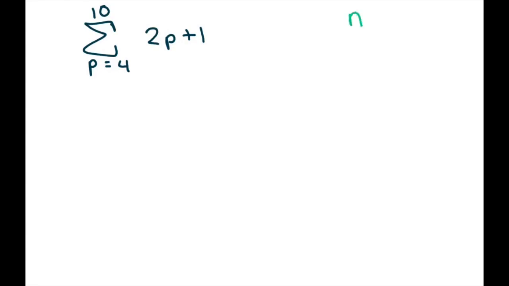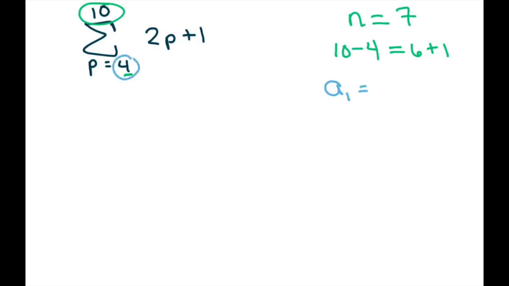And the next one is very similar. Our number of terms is going to be 7, because what you do is you take your 10 minus 4 equals 6, and then you have to add 1 to count the first term. So basically your first term, and we're going to just call it a sub 4, is just going to be plugging in 4.